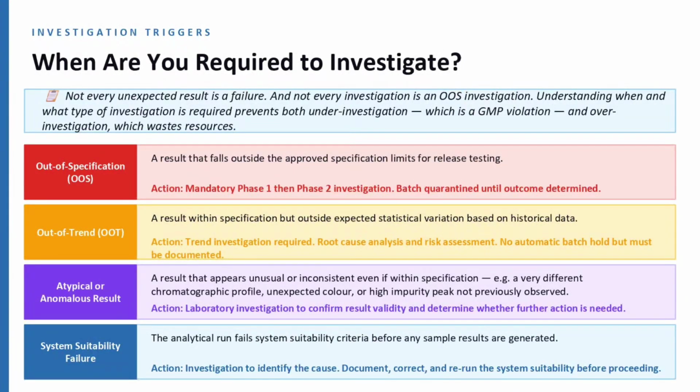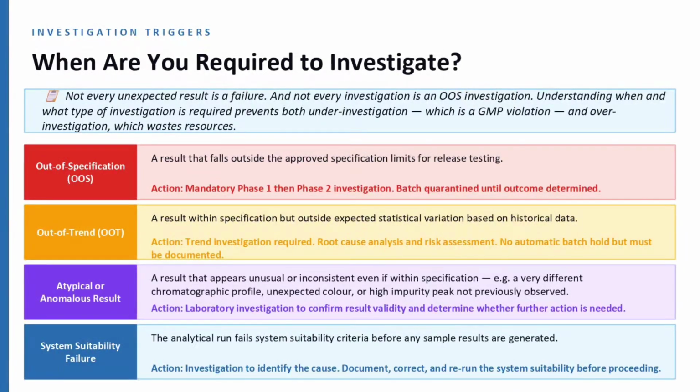The third trigger is an atypical or anomalous result. This is a result that appears unusual or inconsistent even if it falls within specification. An unexpected impurity peak that was not seen in previous batches. A chromatographic profile that looks different from historical patterns. A color that is significantly darker than usual. These observations raise doubt. And in GMP, any result that raises doubt must be investigated.